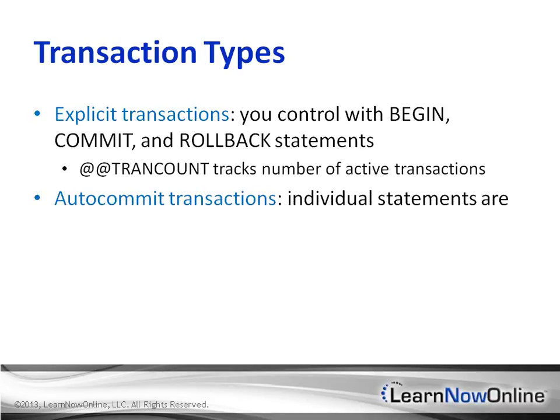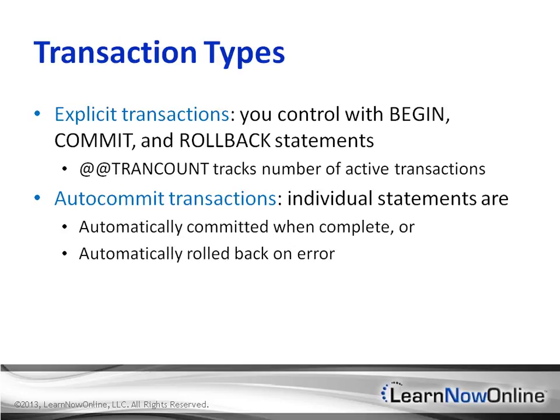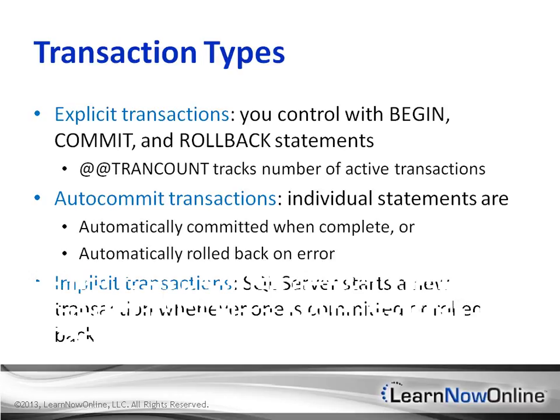Then the next kind of transaction is an auto-commit transaction. This is the default mode for SQL Server. In this case, all individual statements submitted to SQL Server are automatically committed when they're complete or automatically rolled back if a problem occurs. The database engine is in this mode outside any explicit transactions or until you turn on implicit transactions, which is the next transaction type.